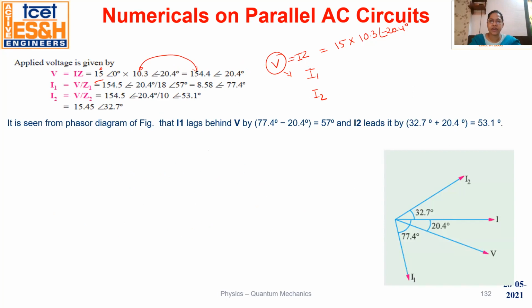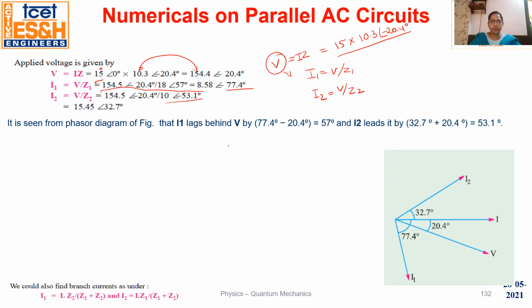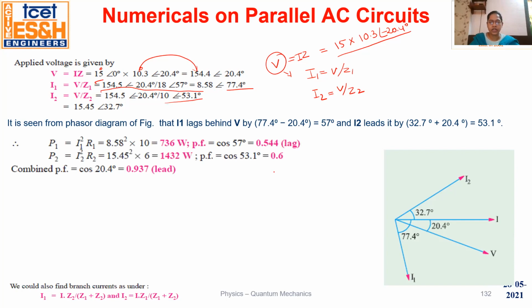Now we have Z1 and we have the value of V. So I1 is V divided by Z1, and I2 is V divided by Z2. You have to write your equation and you will get the values of V by Z1 and V by Z2. Now these are the two separate currents.